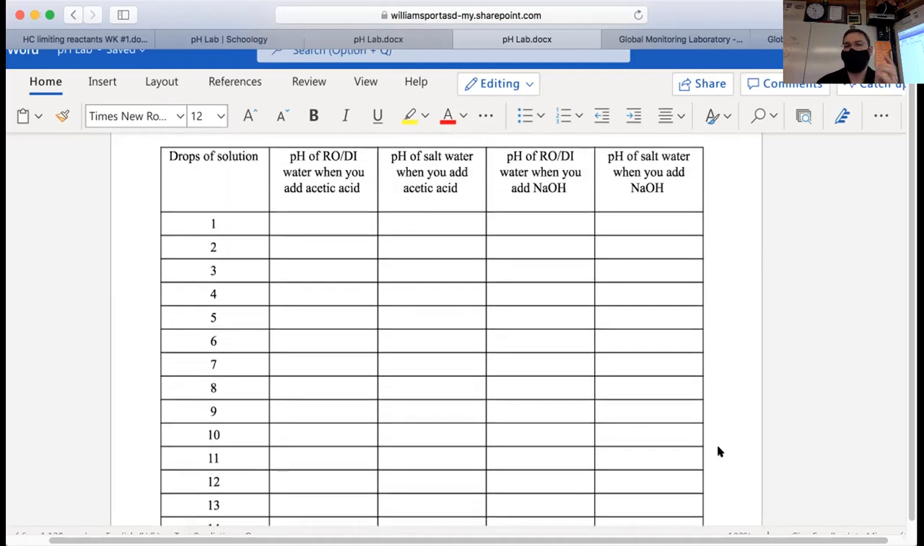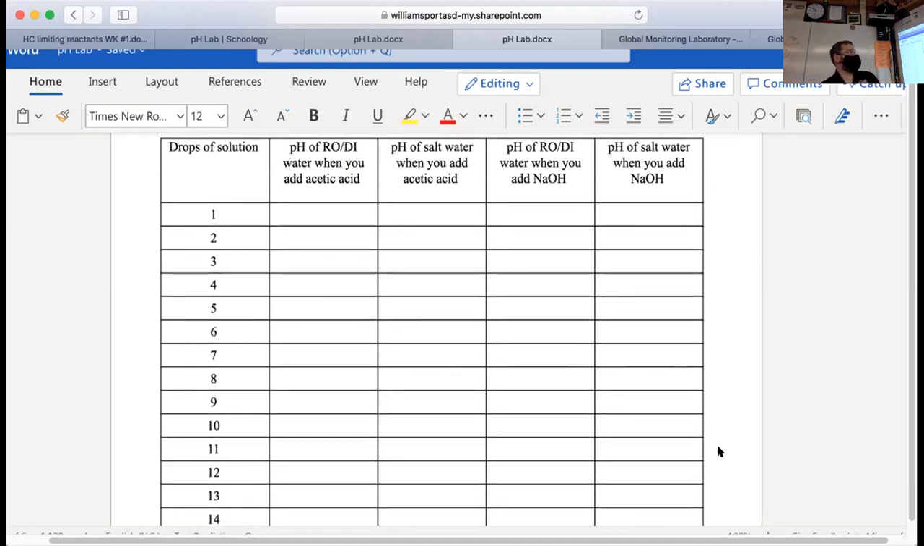In a way, what you're comparing is how does the pH change when acid or base is added to fresh water as compared to salt water? And that plays an important role in ecology. One of the stories that we'll talk about with biological oceanography is for fish that live in the Susquehanna River.